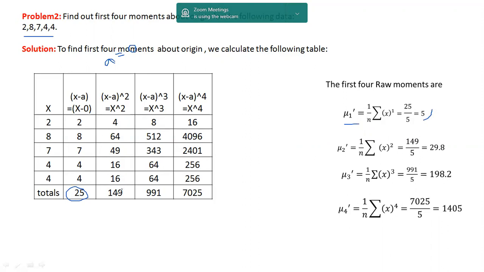This is the first raw moment about the origin. Similarly, the second raw moment is 149 by 5, which is 29.8. So this is the second raw moment about the origin. And the third raw moment is 991 by 5, which is 198.2. That is the third raw moment about the origin. Then 7025 by 5 is 1405. This is the fourth raw moment about the origin. So if we take a equal to 0, then we say the moments about the origin.